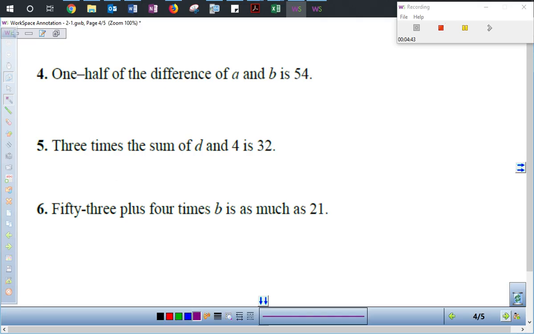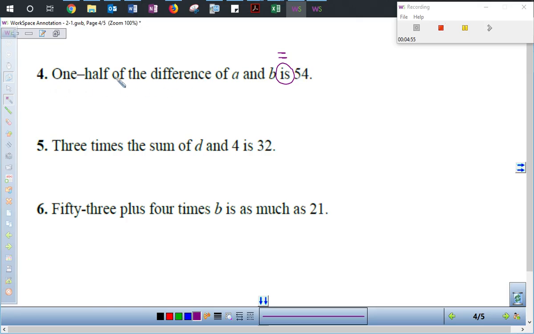Number 4, 1/2 of the difference of a and b is 54. So the word that represents the equal sign is a little bit harder to spot on this one, and it's just "is." Everything on the left goes on the left, everything on the right goes on the right.